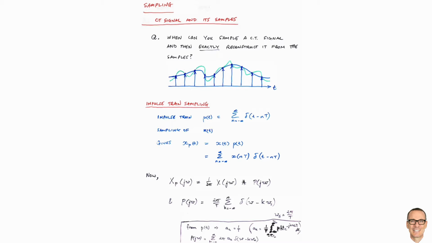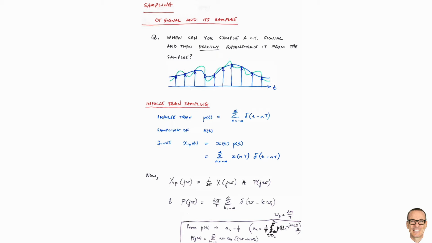If you'd sampled the green signal and then reconstructed, you probably would have got the smoothed out blue signal as a reconstruction. So in this case, for the green signal, if you sampled at the rate that's shown there with the delta functions, you would not have sampled fast enough. That's what we're going to be finding out. The more variations that happen in the signal you're sampling, the faster it changes with time, the faster you need to sample.